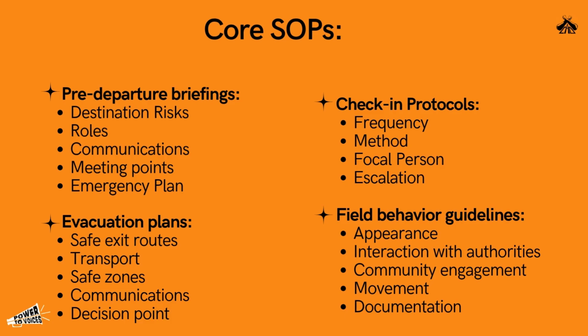Lastly, field behavior guidelines. In the field, appearances matter. Keep a low profile, be respectful when interacting with authorities and communities, and be intentional about how you move, travel, and document your work securely. To build an effective SOP, follow 6 practical steps.